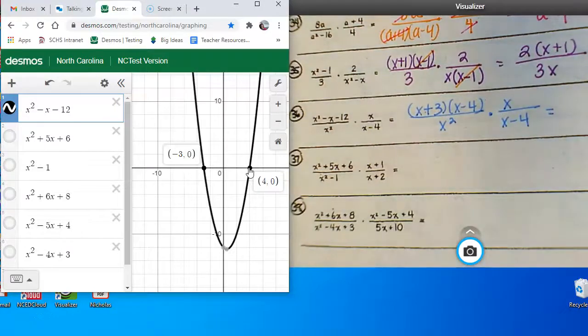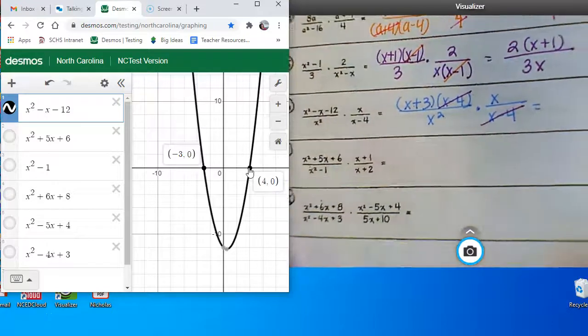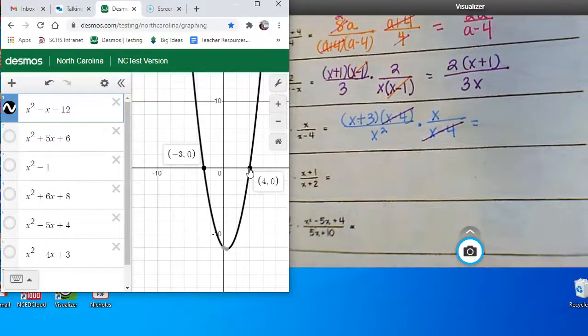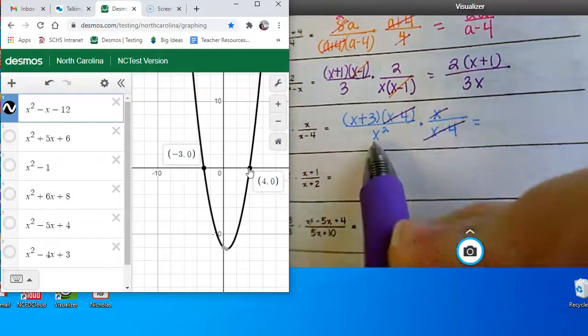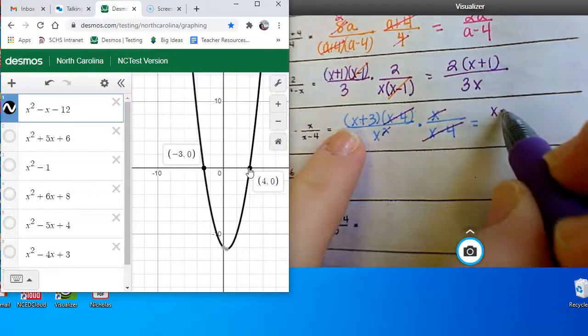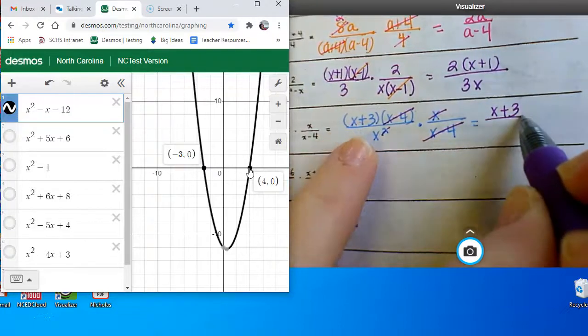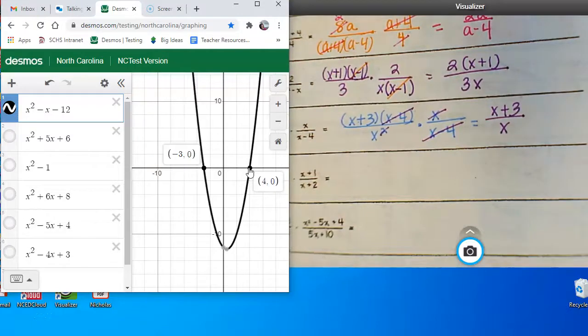Alright, let's think about what we can get rid of. So we can get rid of the x minus 4s. One's on top and one's on bottom. You also can get rid of one of the x's because they're not being added or subtracted. So I can get rid of this x and one of these x's. And what that leaves me with is an x plus 3 on top and an x that's left over on the bottom.